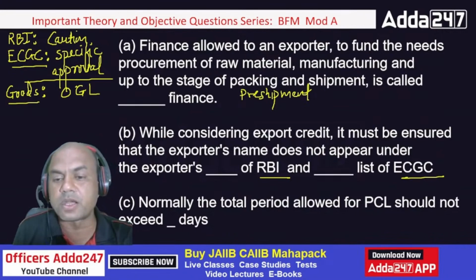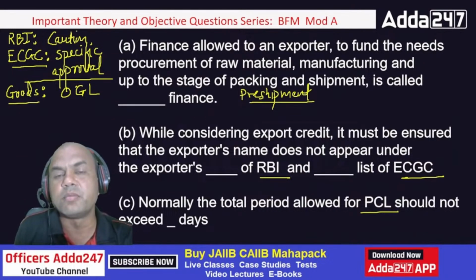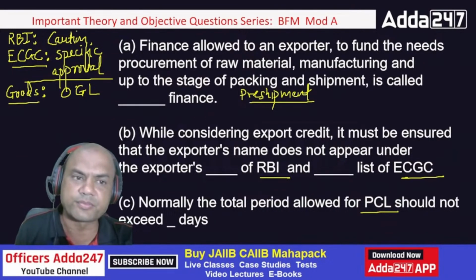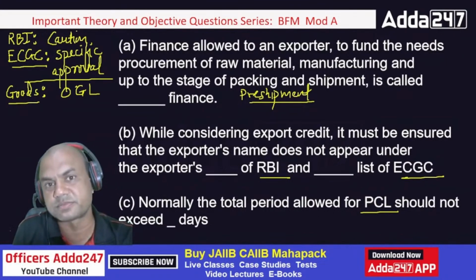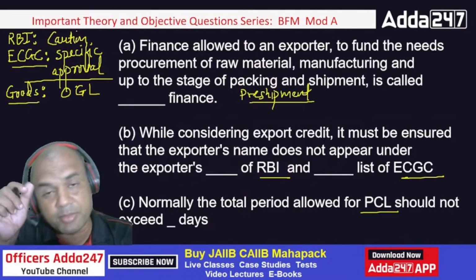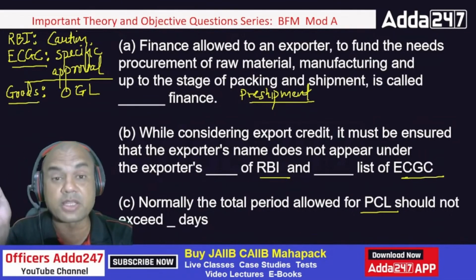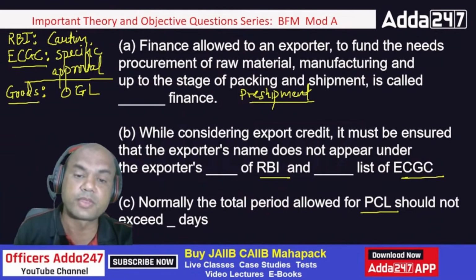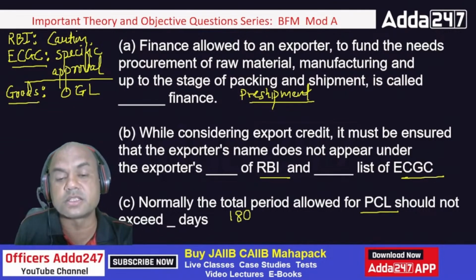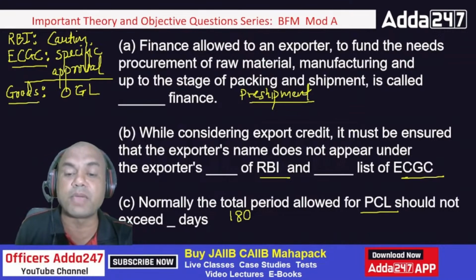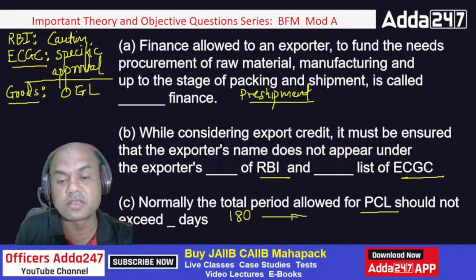So I'll just mention this and you can search it on Google, Open General License. Normally, the total period allowed for PCL should not exceed dash days. PCL means packing credit, pre-shipment. So normally this PCL period should not exceed how many days? Anyone just type in the comment section. Yes, normally it is 180 days. Correct.